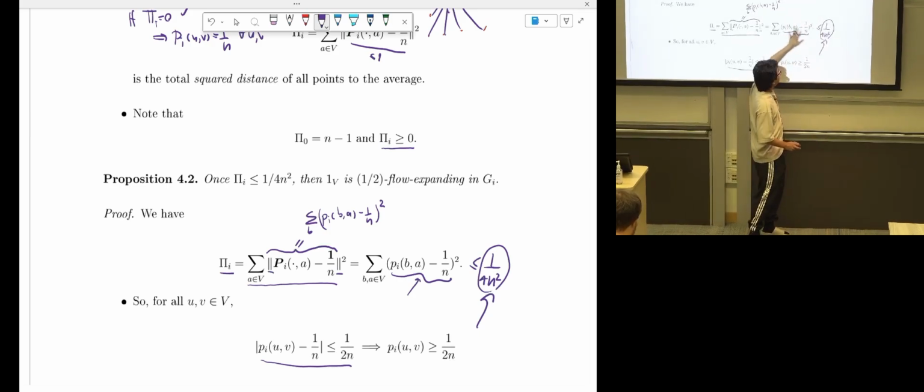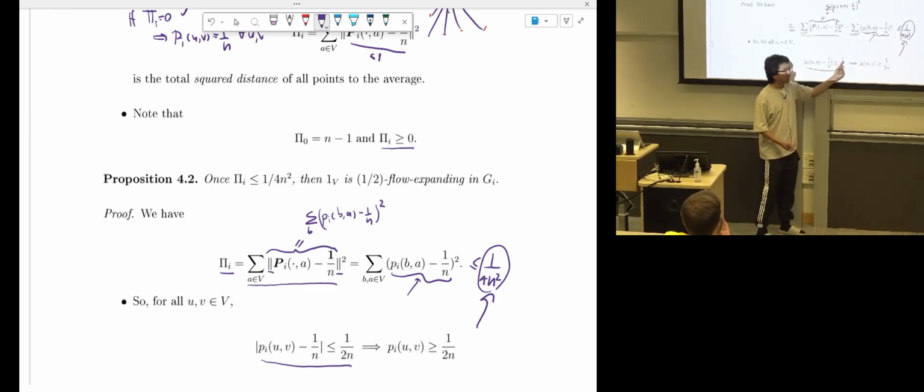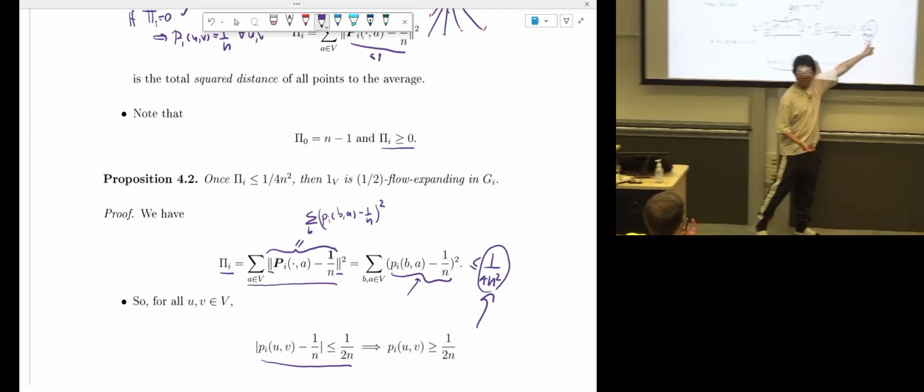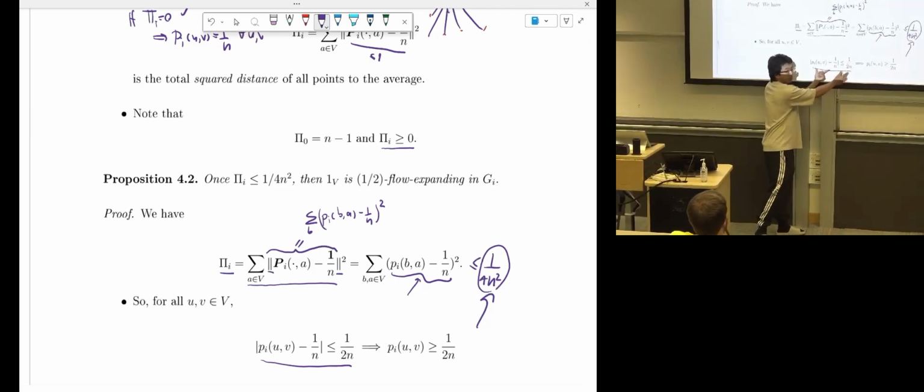What does it mean for this to be small? It means that this guy deviates from 1 over n by something small. So basically, it just means this is close to 1 over n if this is small enough. And once I set this to be something like 1 over n squared or 4n squared, it means that this thing deviates from 1 over n by at most the square root of this. I just take the square root from both sides.